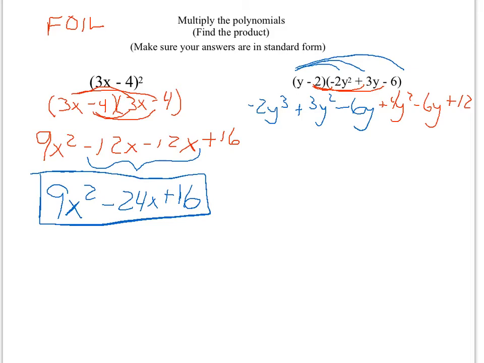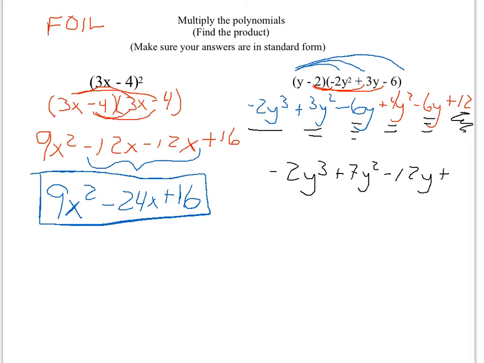All right, so just taking a look, we have a minus 2y cubed, and there are no other y cubed. So I have negative 2y to the third. And then I move down to the seconds. 3y to the second plus 4y to the second will be plus 7y to the second. Move down to the first powers. Negative 6y minus another 6y would be minus 12y. And then lastly, we have this plus 12. No other constants to go with it. So there is the final.